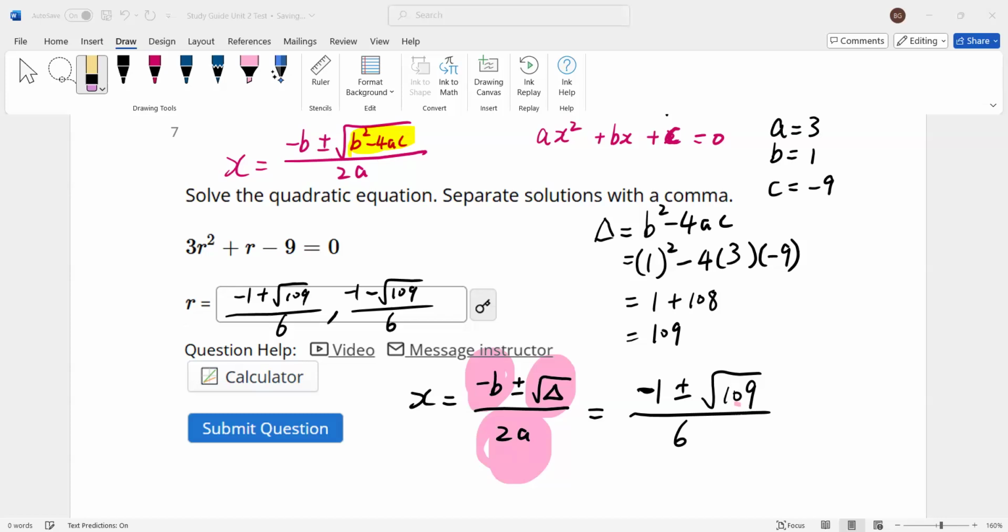Let me see if 109 is prime. A prime number only has two different factors: 1 and itself. Is 109 prime? I typed it wrong. 109. Yes, it is 109. It just takes longer because it's a very large number, so it takes longer to really confirm. It is prime. So the square root of 109 is already simplified. There's nothing we can do to make it simpler.